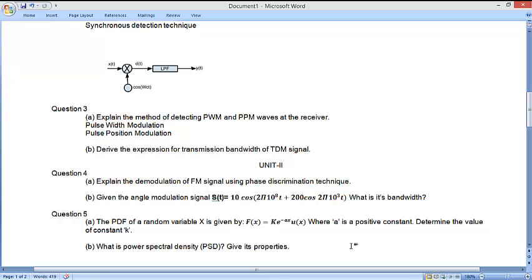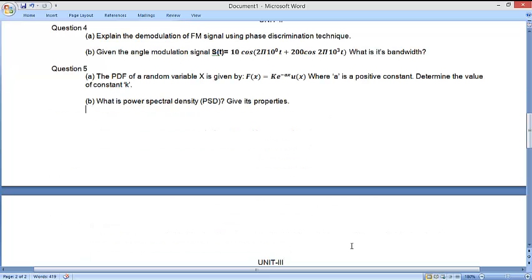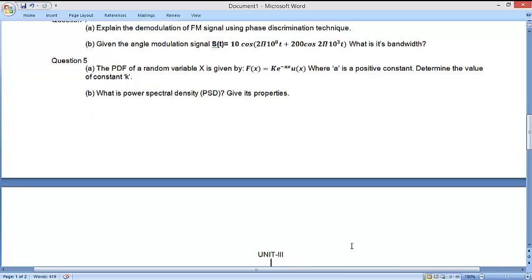So PSD is defined as a frequency domain plot of power per hertz versus frequency, and for the properties you can refer to the book. We have 4-5 properties, like PSD is real valued and non-negative for all frequencies, and also we have a power transfer theorem for which you might have to give a proof. Okay, with this we end our unit 2.